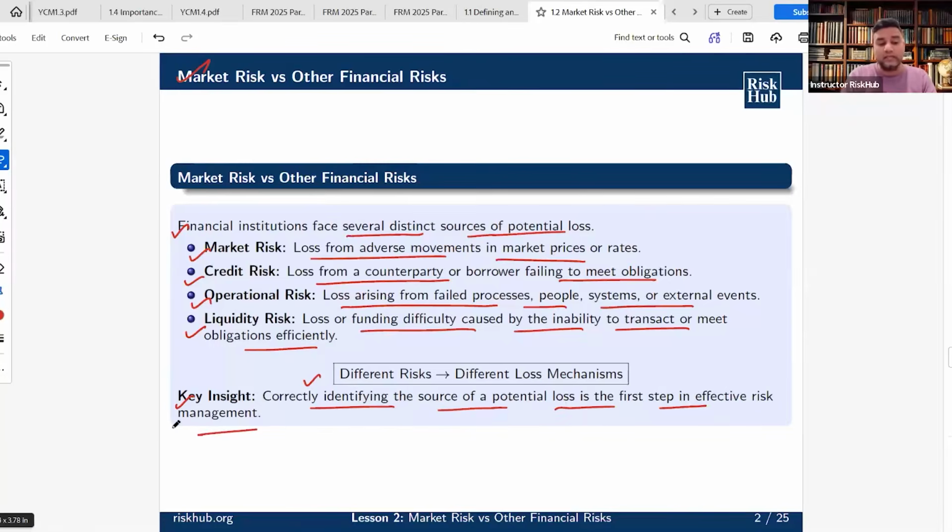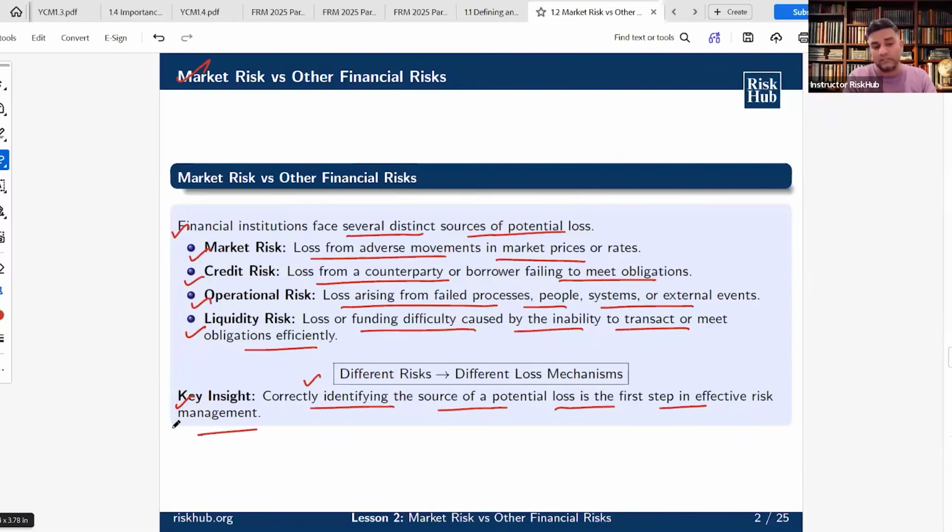Okay. So basically the slide lists 4 sources of loss and gives one definition. Market risk is loss from adverse moves in market prices or rates. A market price or rate is a number quoted in the market: a share price, an interest rate, an exchange rate, a commodity price. Credit risk is loss when a counterparty or borrower fails to meet an obligation. Okay. The counterparty is the other side of a contract and an obligation is a promised payment. Operational risk is loss from failed processes, people, systems, or external events. Liquidity risk is loss of funding liquidity from being unable to transact or settle efficiently.